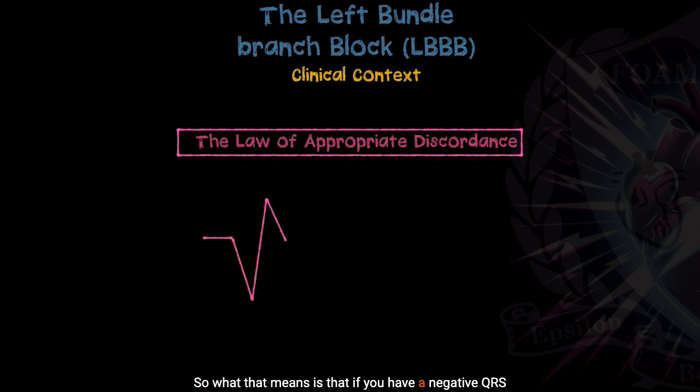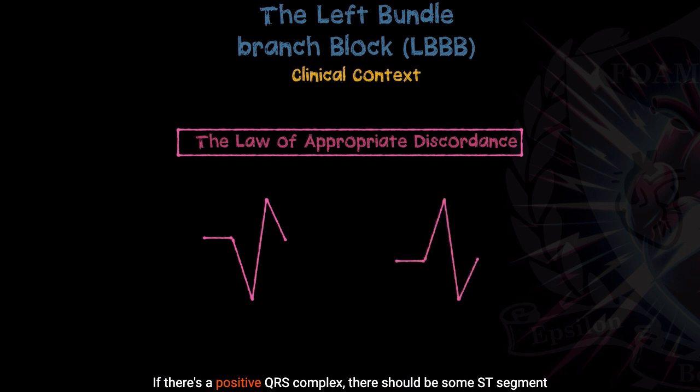So what that means is that if you have a negative QRS complex, you should see some degree of ST segment elevation, or the J point going back to the isoelectric baseline. So negative QRS complex should have some degree of ST segment elevation, right? They're opposite there. So negative QRS, ST segment elevation, and/or back to the isoelectric baseline, that's allowed. And then the vice versa is true. If there's a positive QRS complex, there should be some ST segment depression, or the J point goes back to the isoelectric baseline. So there should be appropriate discordance. There should be opposites there.